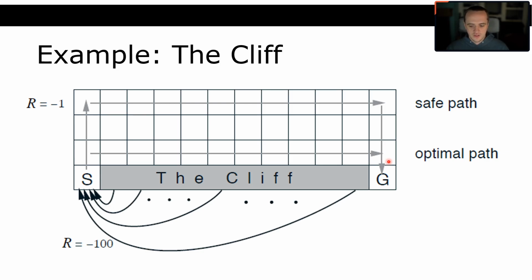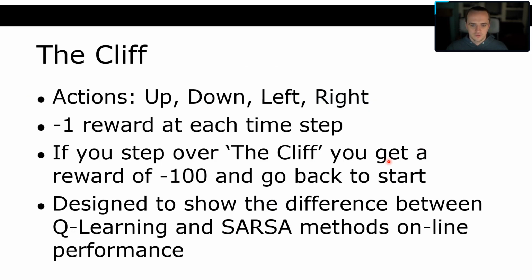Let me go quickly to the explanation of this, and then I'll come back to this. So in the cliff, the actions are up, down, left, and right. You get a negative reward, -1, at each time step. So if you're maximizing your return, you are minimizing the amount of time it takes to get from the start to the goal. If you step onto the cliff, you get a reward of -100, and then you go back to the start. It's designed to show the difference between Q-learning and Sarsa methods' online performance.